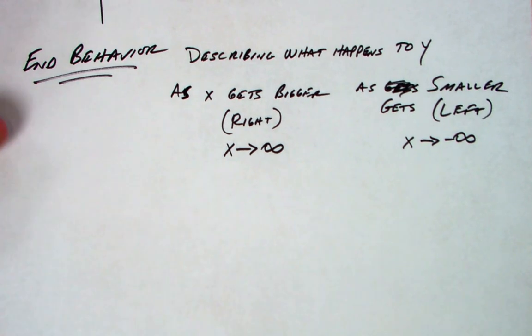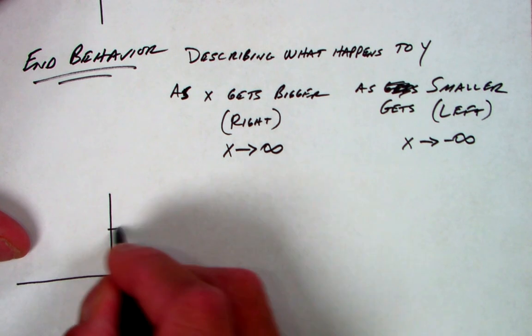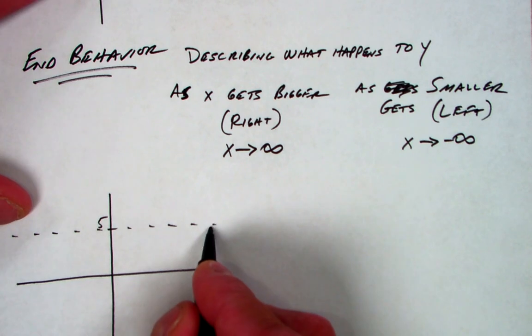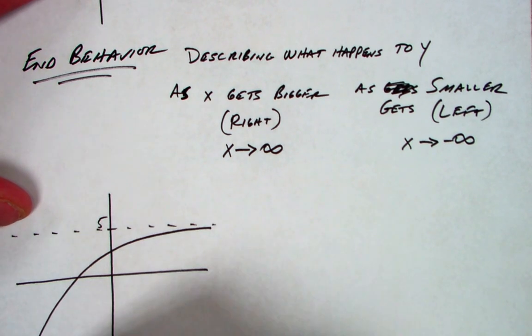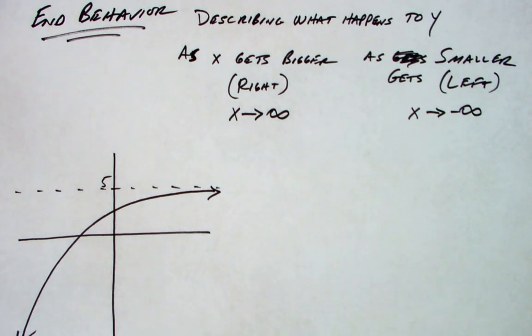Okay, so a couple quick examples here. This one has what's called a horizontal asymptote, which I don't know if you've heard of before. It's a line that the graph approaches but never crosses, getting closer and closer to 5 in that case. And then it's just going forever down.